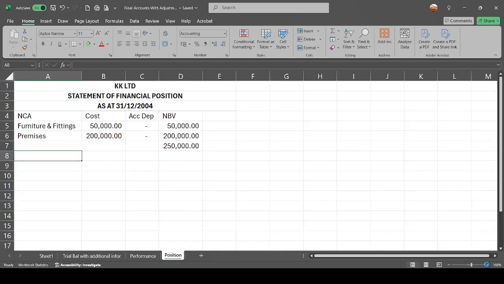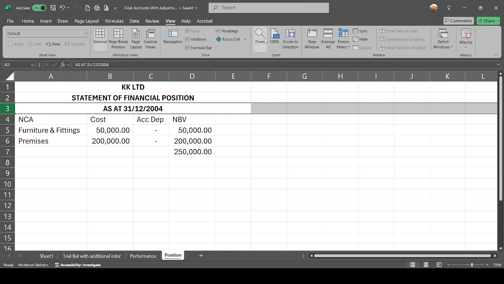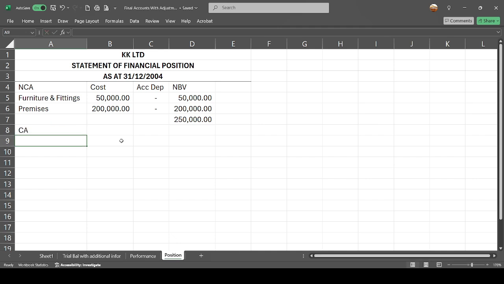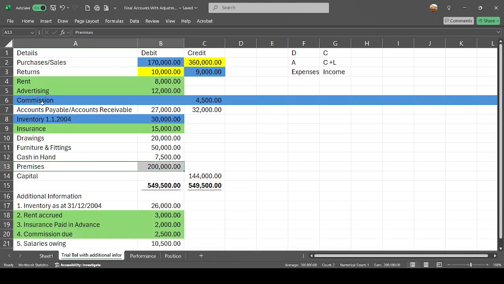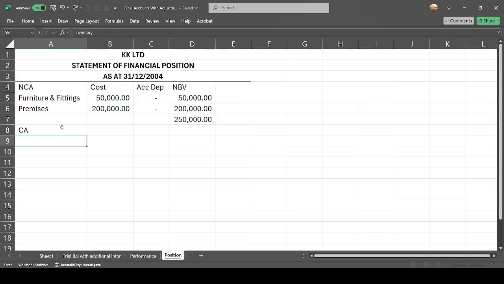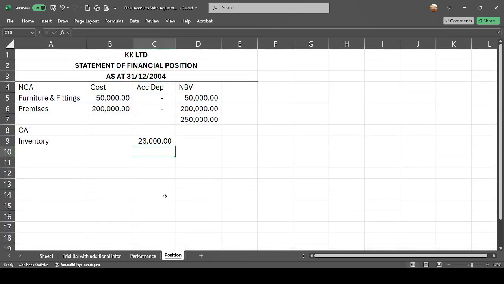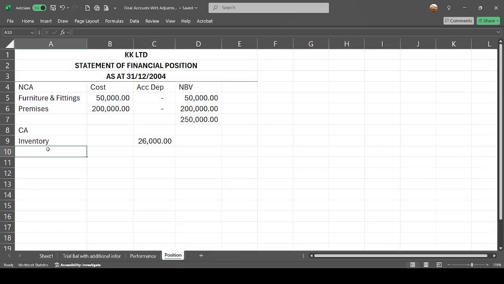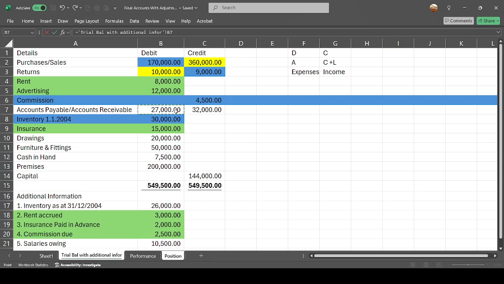Then we have our current assets, and when we come to our trial balance, we have our inventory as at the end. So I come there and I say inventory, and the figure there for that inventory we have been given as 26,000. After inventory, we have our accounts receivable, or debtors, and our figure there is on the debit side 27,000.